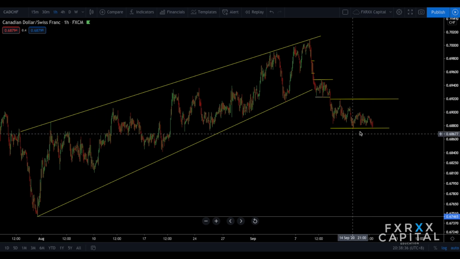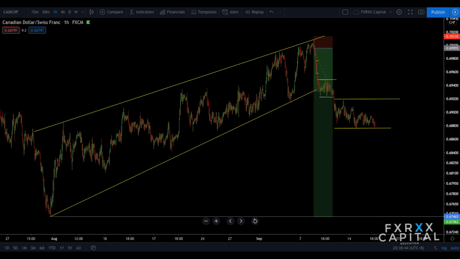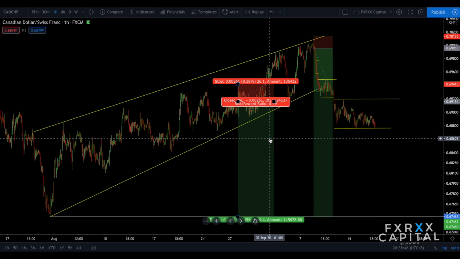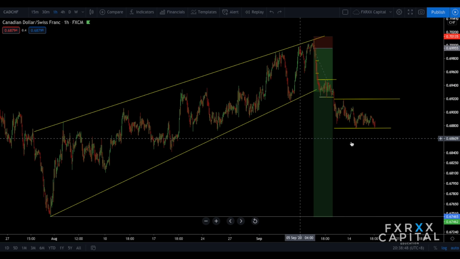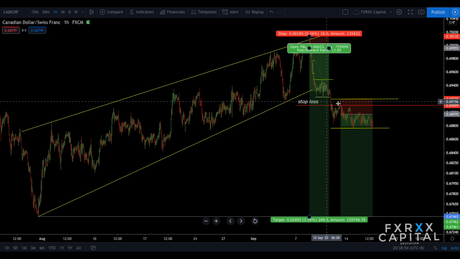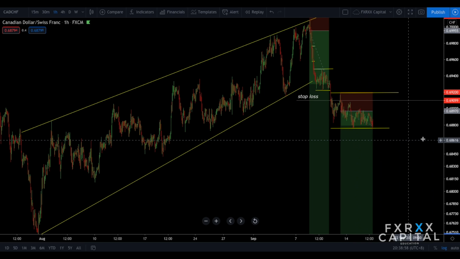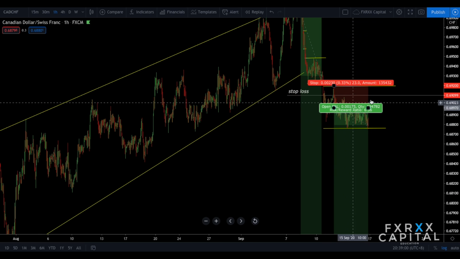Then price creates one more flag. So you can see this is my first position. So this is my second position. Sorry, this one, yes. So I did move the stop loss to this area for both positions. So this scale in is still under half of the percentage of risk.